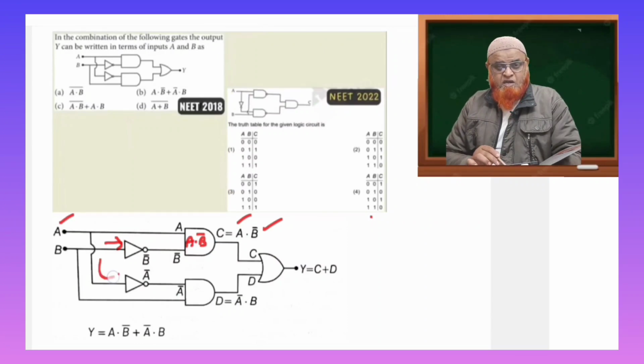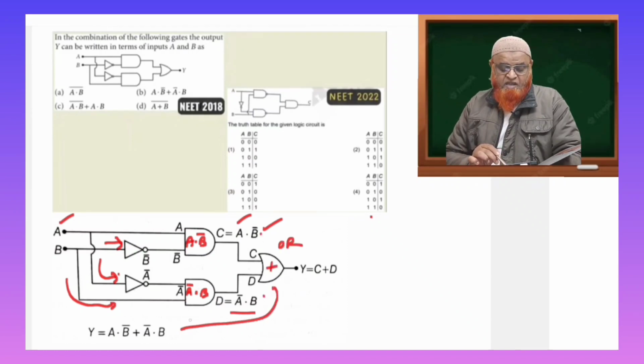A is connected to the NOT gate, so you will write A bar here. And B is directly connected to the AND gate, so A bar dot B, because the AND gate is doing multiplication. And the total output is connected to the OR gate, so the upper series and lower series will be added, and we're getting Y is equal to A dot B bar plus A bar dot B.